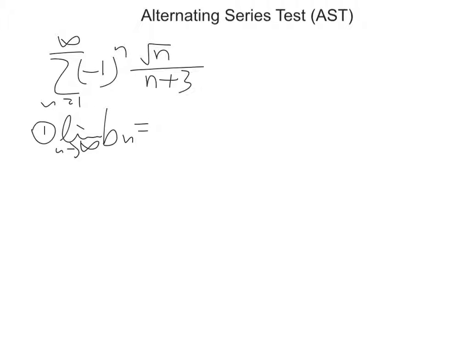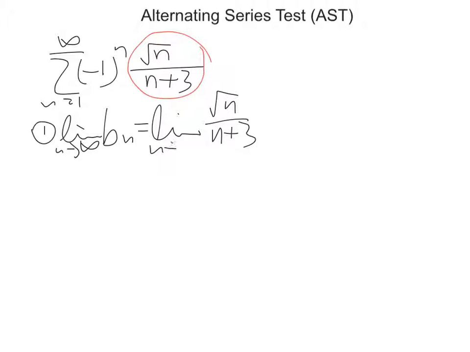Again, when we say b sub n, it is this item right here. This is called b sub n. Okay, we are going to verify the limit of the square root of n over n plus 3.